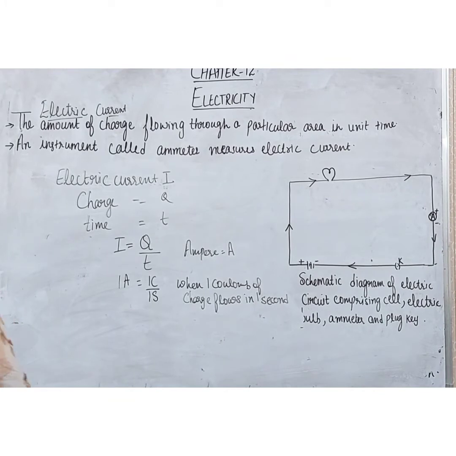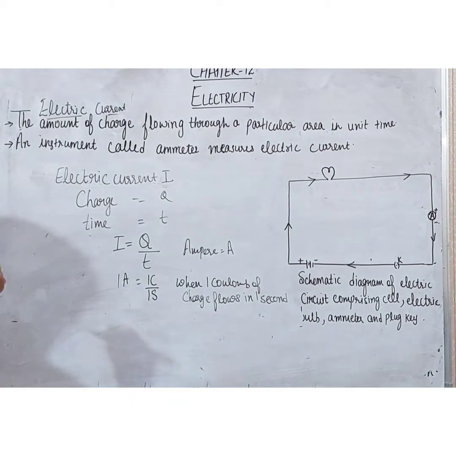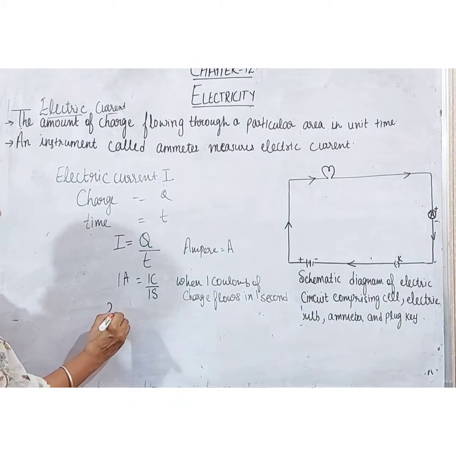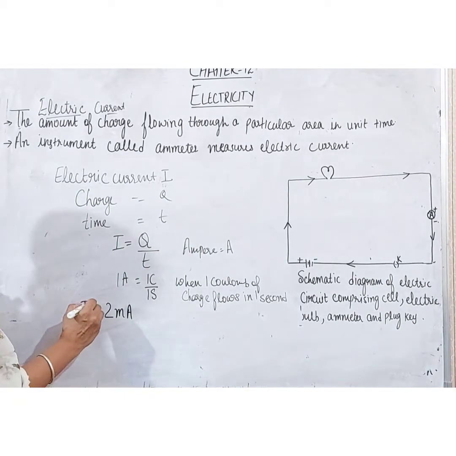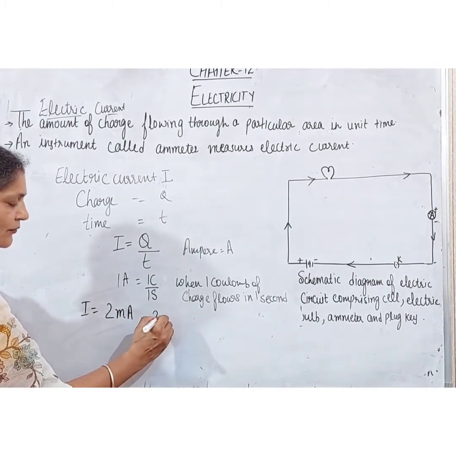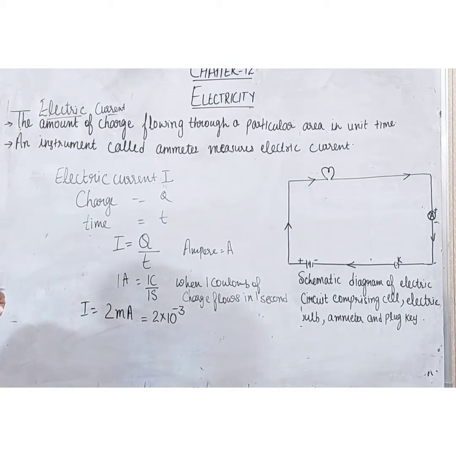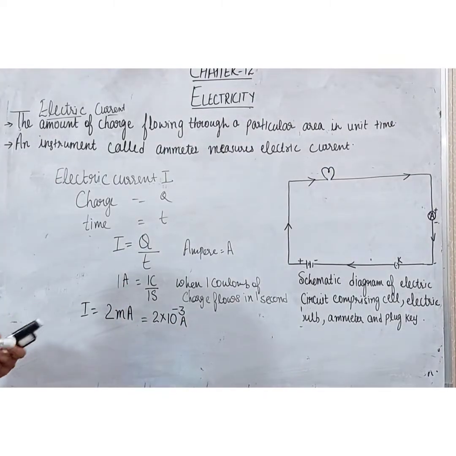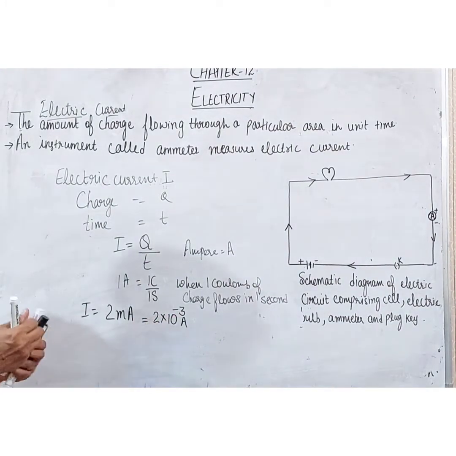Now students, in some cases it is written like this. Sometimes it is written current is equal to 2 milliampere. mA means milliampere. It is equal to 2 multiplied by 10 raised to power minus 3 ampere. Right, students? When it is written in milliampere, we have to convert it into ampere. It is 2 into 10 raised to power minus 3.